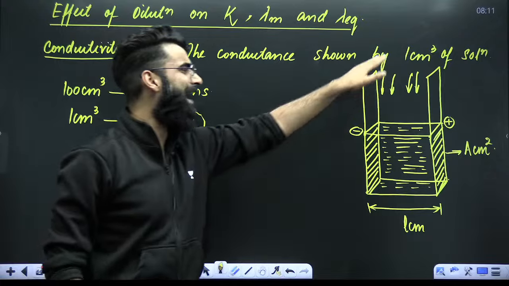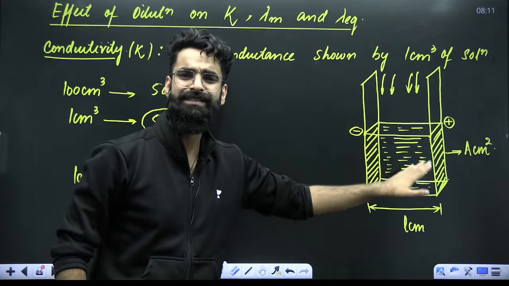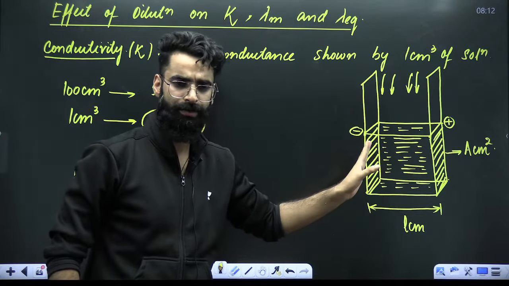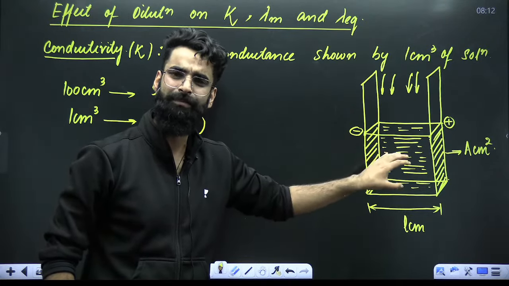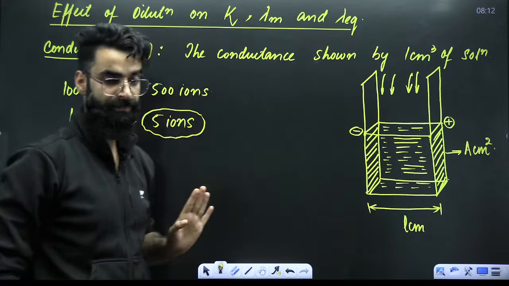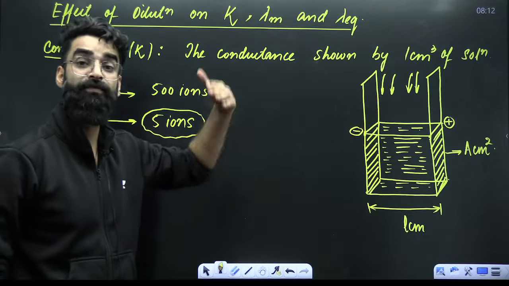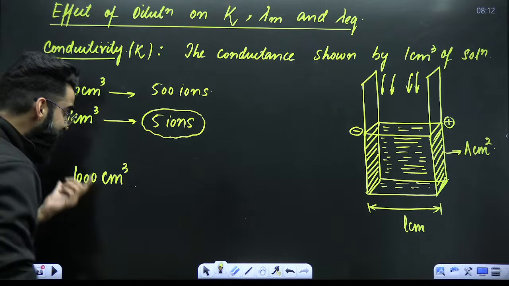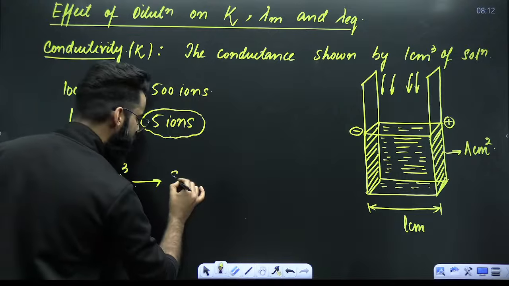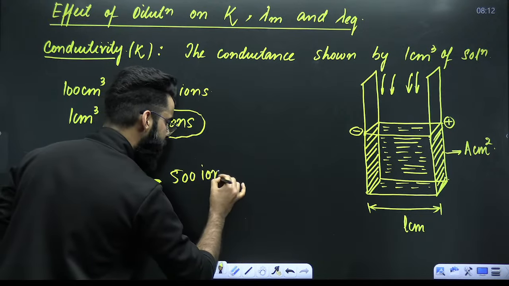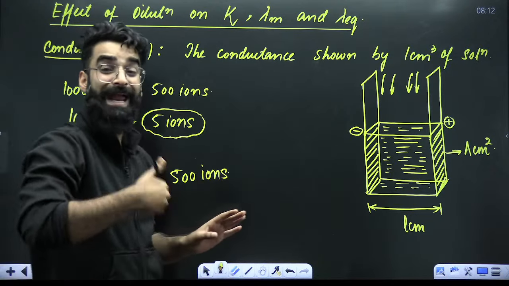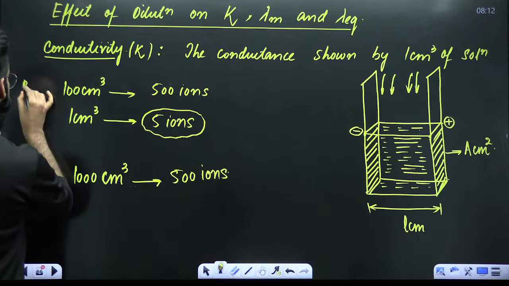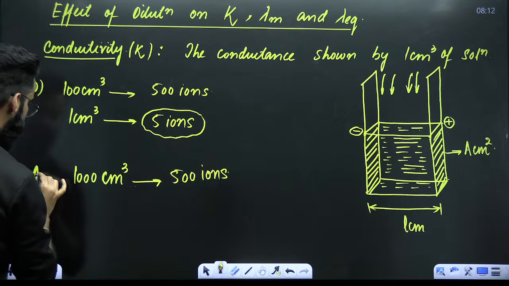What did we do? We just added solvent. Did I do anything to the solute? Did I add some more electrolyte here? No. The amount of electrolyte in the container is the same. I'm just adding more solvent. After the addition of more solvent, the volume of the solution increased. Now, in the increased volume, how many total ions will be there? Total ions will still be 500 only, because I did not add more electrolyte. Now tell me, this was the case before dilution, and this is the case after dilution.